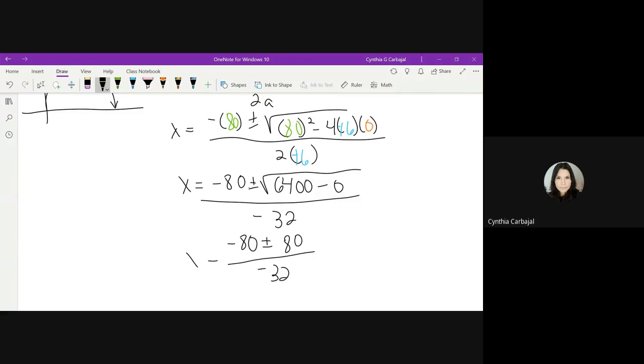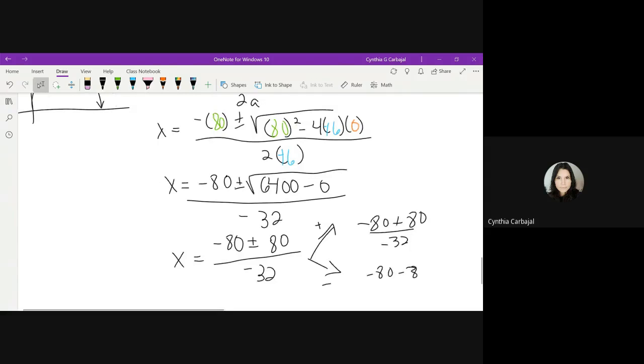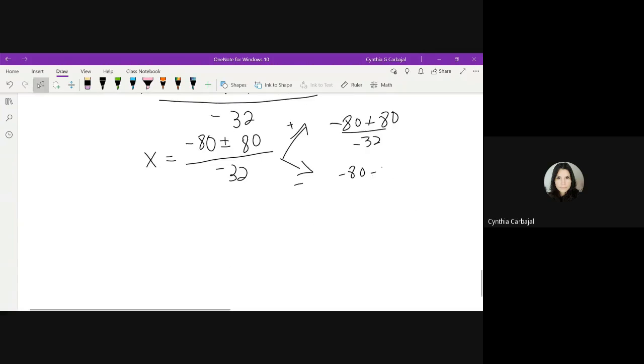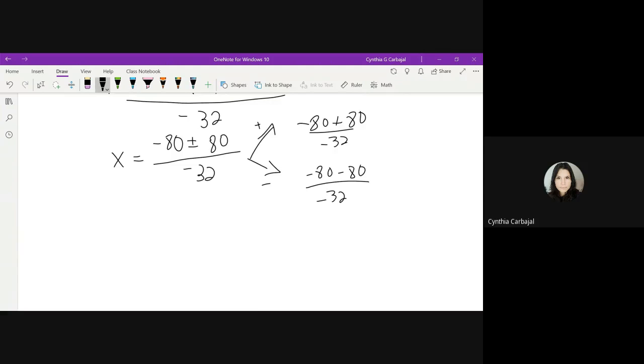Okay, so we're going to end up having two answers, one with plus, one with minus, because we ended up with a positive number inside. So negative 80 plus 80 divided by negative 32, and then negative 80 minus 80 divided by negative 32. This one up here is going to be easy because we end up with 0 over negative 32, and 0 divided by anything is 0. So our answer there is 0. And then here, negative 80 minus 80 is negative 160, divided by negative 32, which you would think would come out an ugly number, but nope, it's a positive 5.